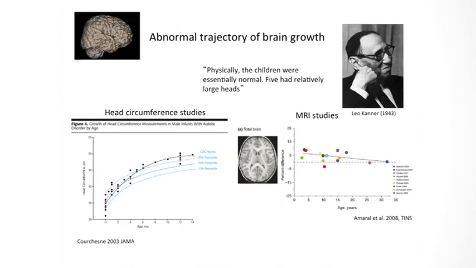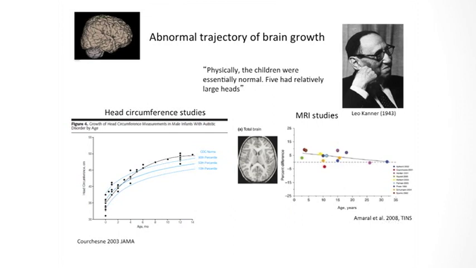So first, let me talk to you about the abnormal trajectory of brain growth. So I just want to note that Leo Kanner, in his 1943 paper that first described autism, already noted in his paper the presence of large heads, or macrocephaly, in autism. He noted that physically the children were essentially normal, however 5 had relatively large heads, going all the way back to the first description of the study.